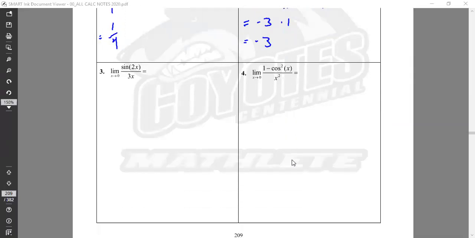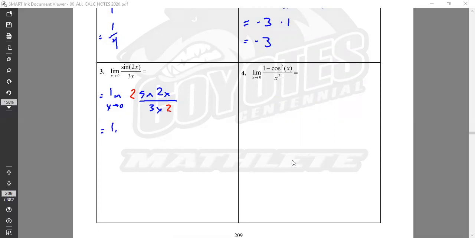Number 3, sine of 2x over 3x. So it's just going to be a little bit of massage that we're doing here. We want this to say 2x. It doesn't. It says 3x. So what are we going to have to do? Well, we could take the limit as x goes to 0. We know that this is sine 2x, and we know it's dividing by 3x. We want it to divide by 2x. So we're going to multiply this by 2, but we can't just multiply that by 2. We have to multiply the numerator by 2.